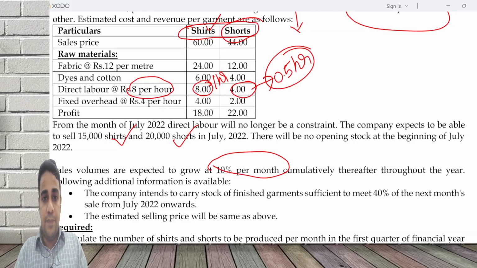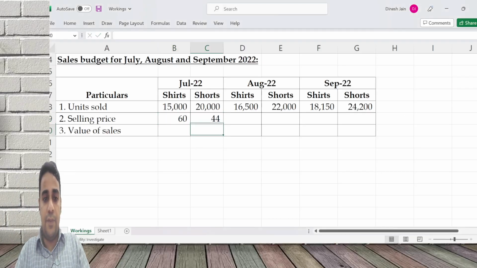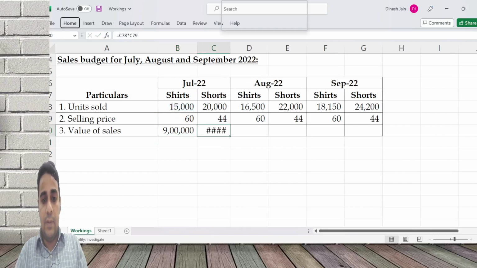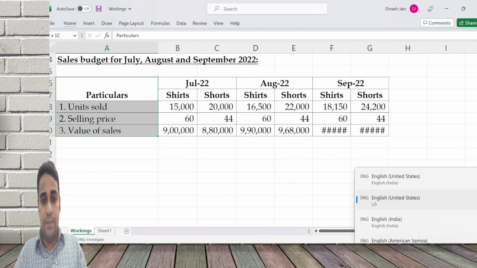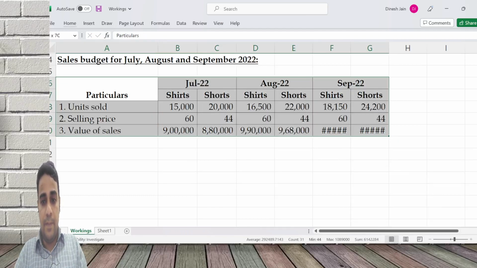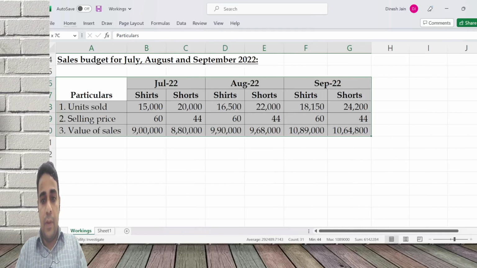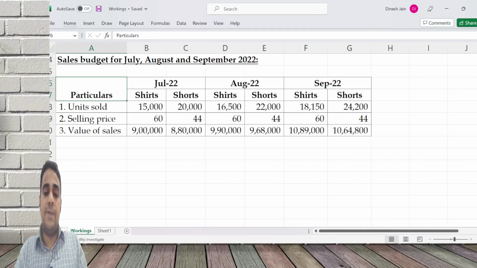Selling price will remain the same, 60 and 44. And value of sales is units sold into selling price. Let me know if there are any doubts here.